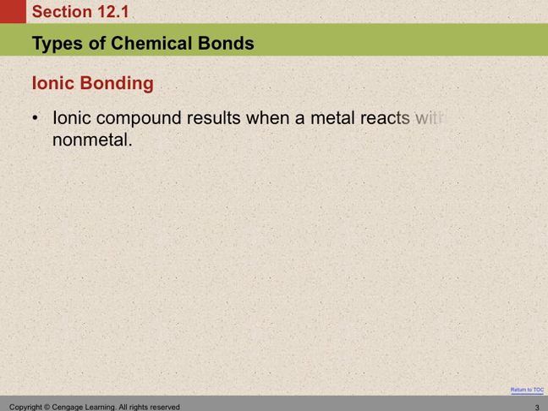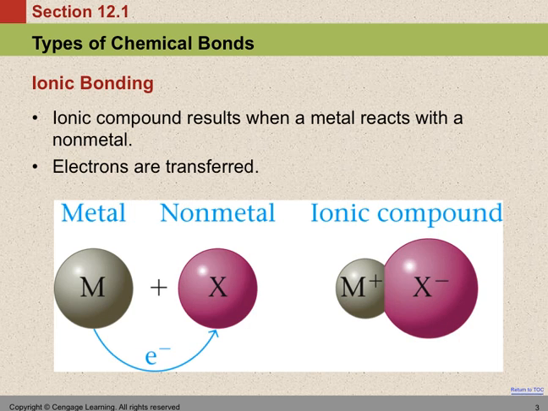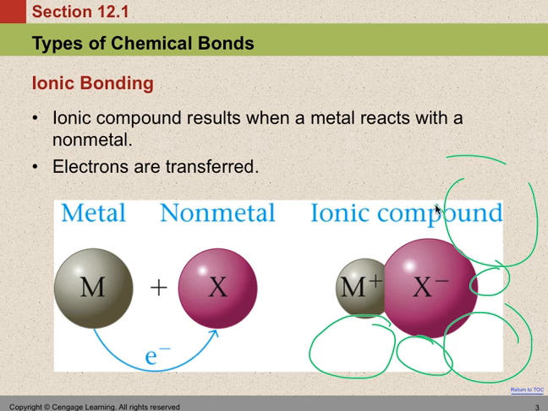Alright, so we've known about ionic bonding. Ionic compounds result when a metal reacts with a nonmetal. Electrons are transferred between the two, and we get this whole ionically bonded, remember it's a whole big crystalline structure, right? A 3D structure with anions and cations held together by electrostatic forces, the attraction between oppositely charged ions.